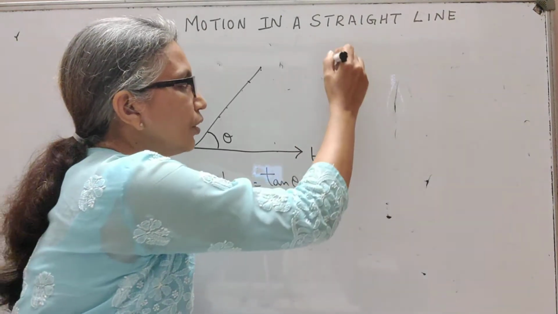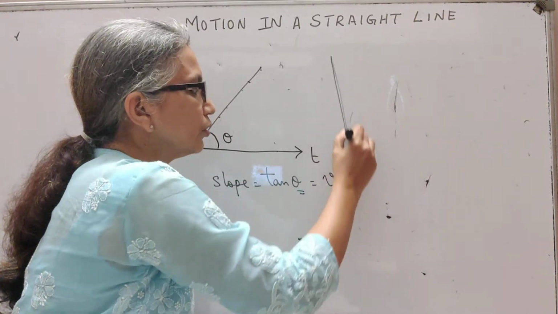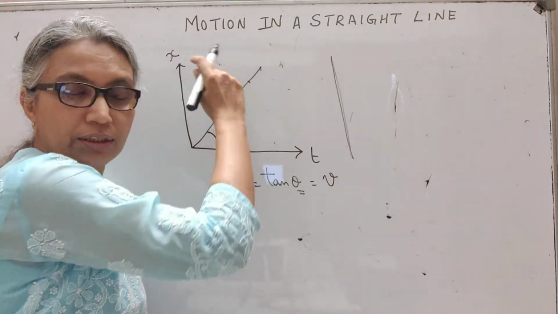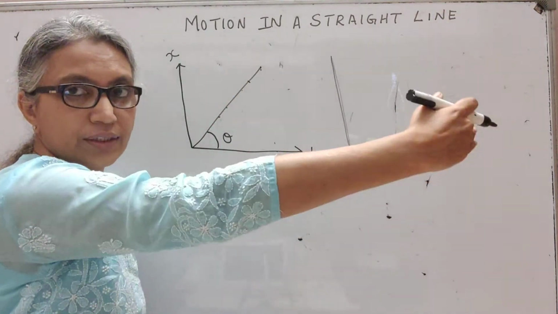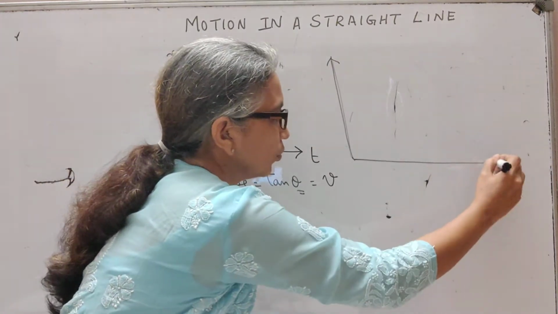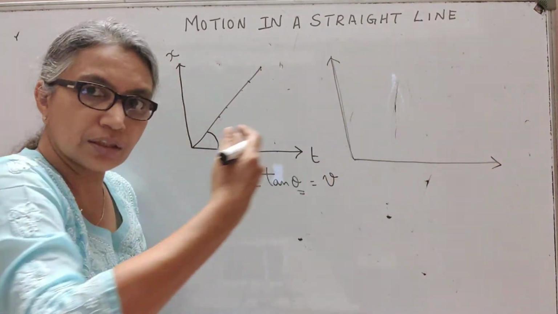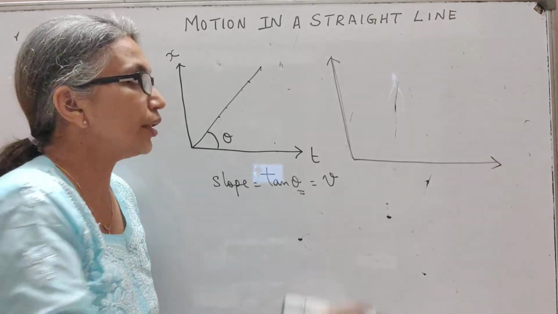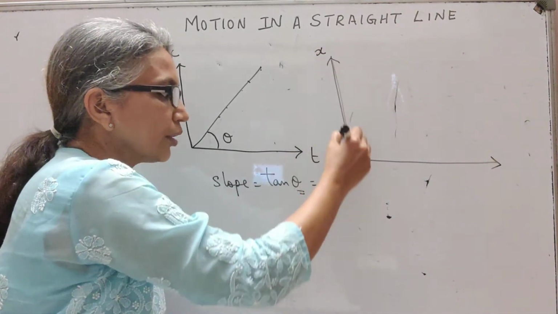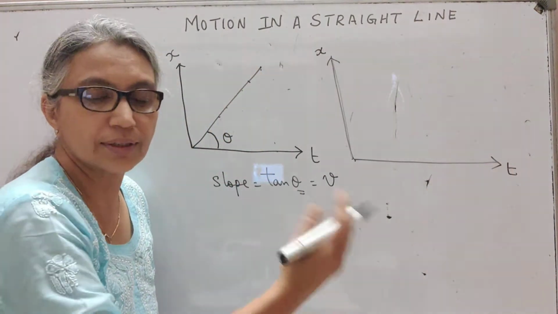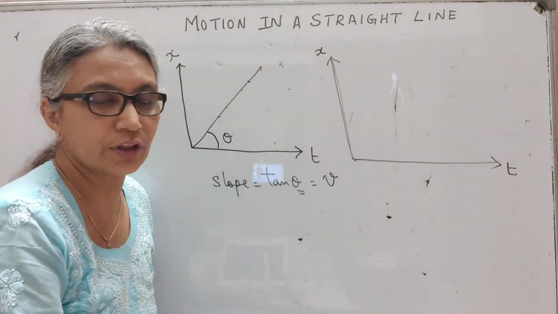Now suppose we have, let's say, a body. From the origin, the position of the body is going on increasing. So from the origin it has moved towards the right. Now suppose we have a body which is moving from the right back to the origin. It means it is moving towards the left. So its position x will come back to the origin as time increases. That means since it's moving to the left, it has negative velocity.